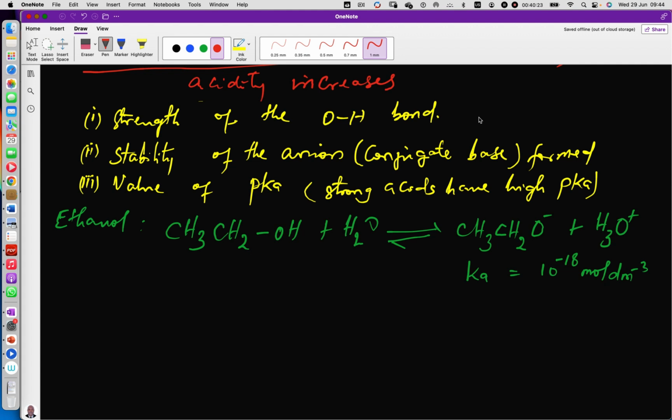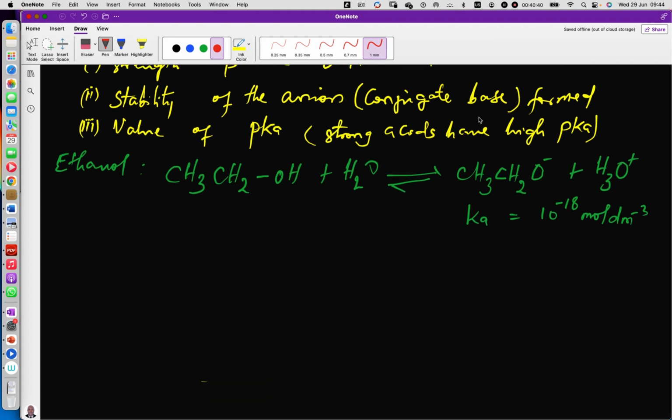Since we said the strength depends on the ease at which the hydrogen ion is donated, let's start with the ability of ethanol to donate hydrogen ion.